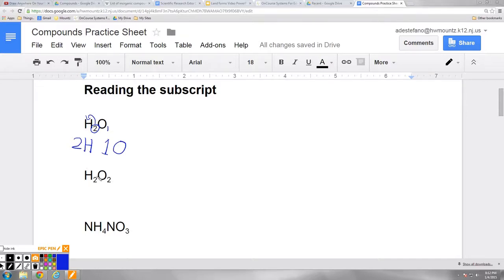Now, in a molecule of hydrogen peroxide, we have 2 hydrogens again. There's a subscript of 2 now behind the O. So we have 2 oxygens.